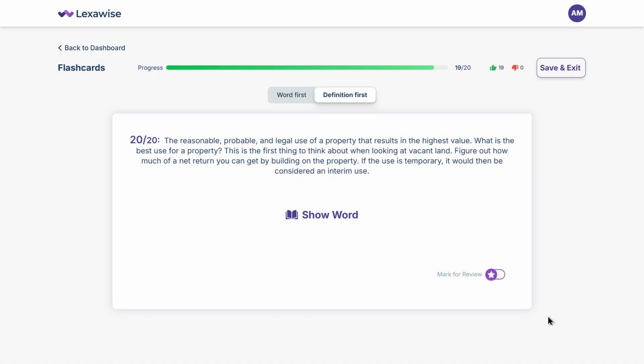Final term. Your last point is at stake. The reasonable, probable, and legal use of a property that results in the highest value. What is the best use for a property? This is the first thing to think about when looking at vacant land. Figure out how much of a net return you can get by building on the property. If the use is temporary, it would then be considered an interim use. What determines the most valuable legal use of land? The last term is principle of highest and best use.